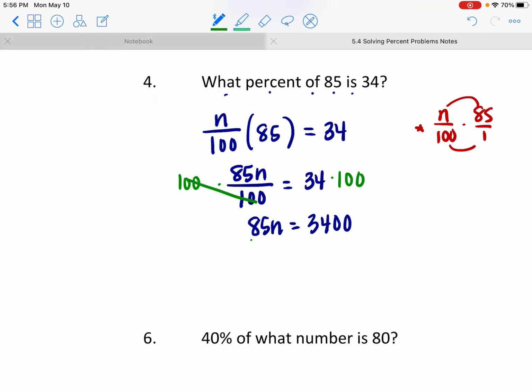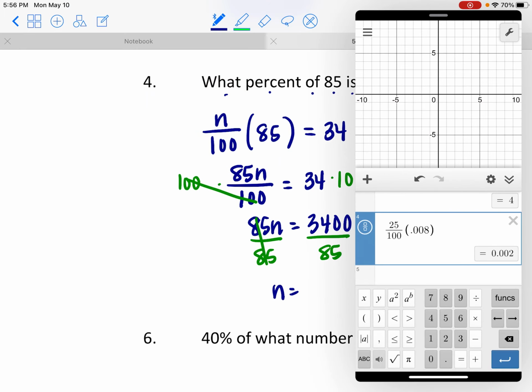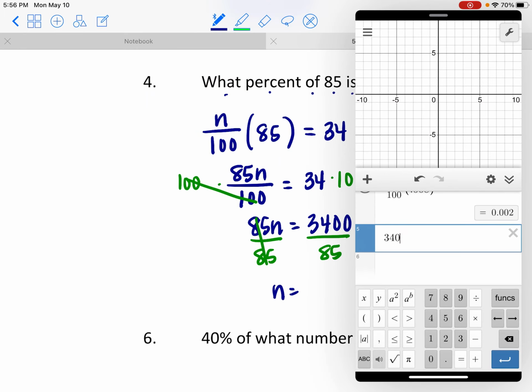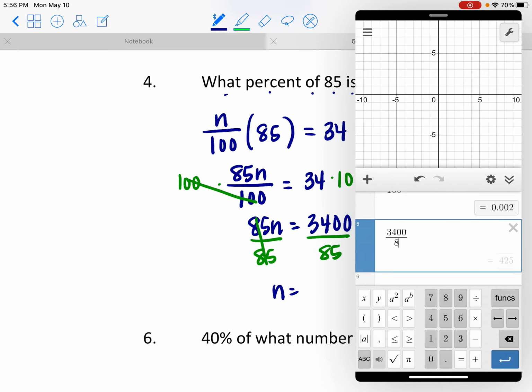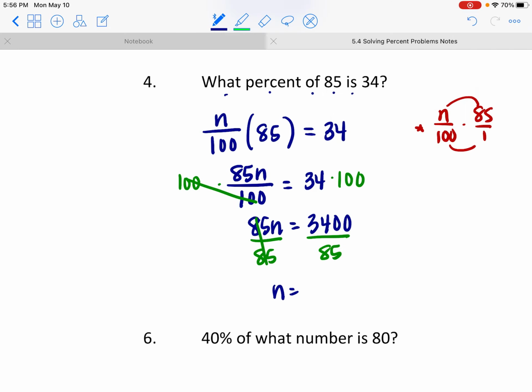And now to get rid of multiply by 85, I divide both sides by 85. So n is going to equal something that's not happening in my head, like on the last couple. 3400 divided by 85 is going to be exactly 40. So there we go. And this one is asking for what percent of 85 is 34, so that would technically be 40%. Okie dokie. Let's try another one.